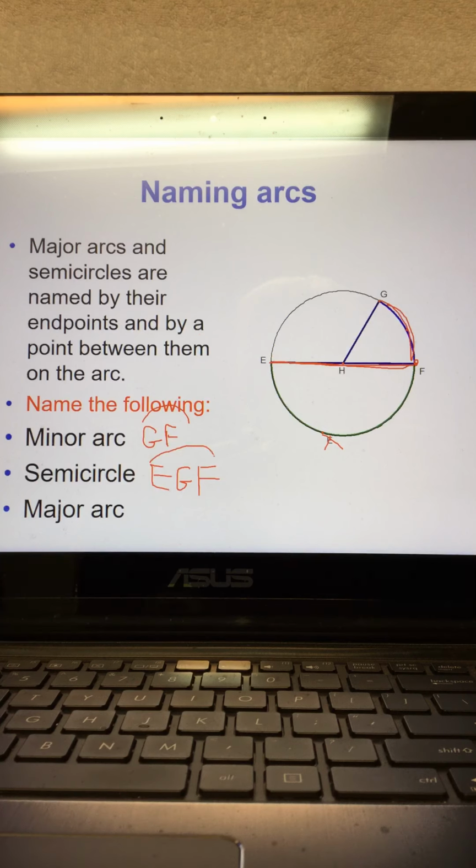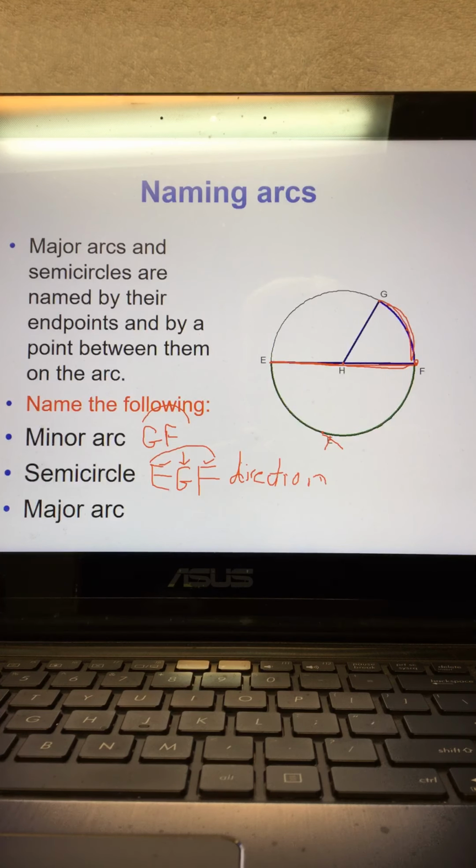A semicircle has to have its two endpoints, but right in the middle has to be a middle letter that gives me the direction that I'm trying to go in. Because for that semicircle, I have two different directions I could go. So that middle letter tells me direction.